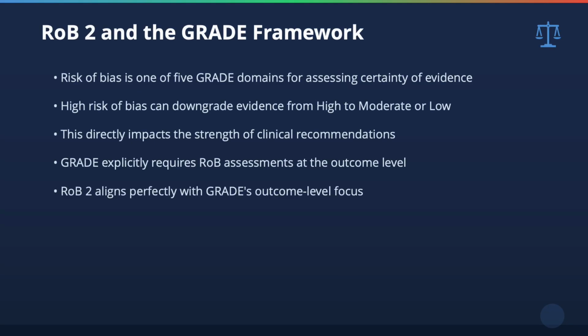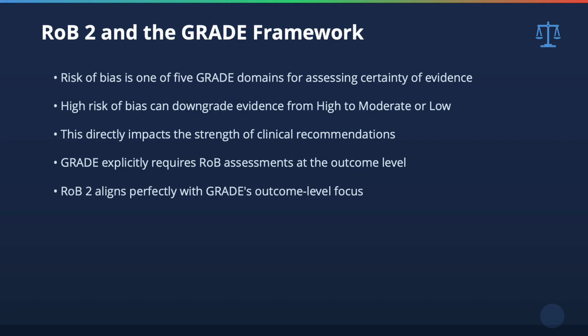This slide highlights the connection between Risk of Bias 2 and the Grading of Recommendations, Assessment, Development, and Evaluations framework, which is the leading approach for assessing the certainty of evidence in health research. Risk of bias is one of 5 domains used to assess certainty of evidence. The other 4 are inconsistency, indirectness, imprecision, and publication bias. But risk of bias is often the most influential because it directly questions whether the underlying results are trustworthy.